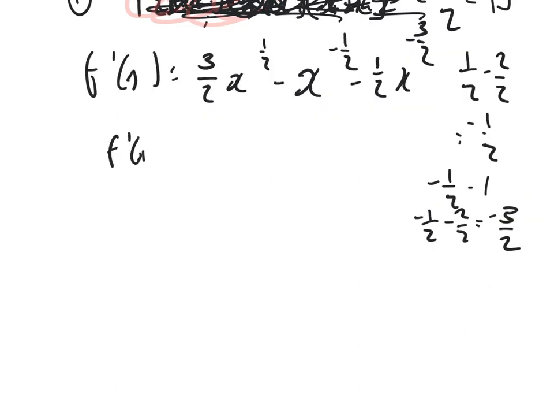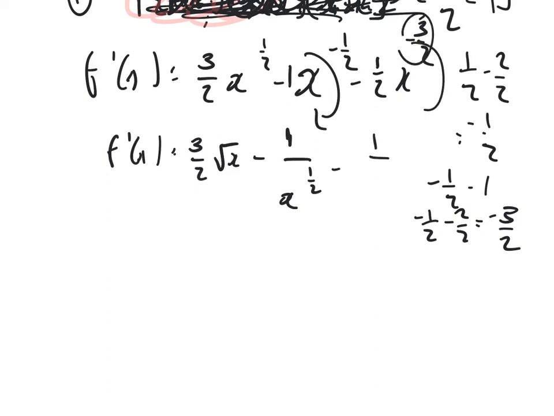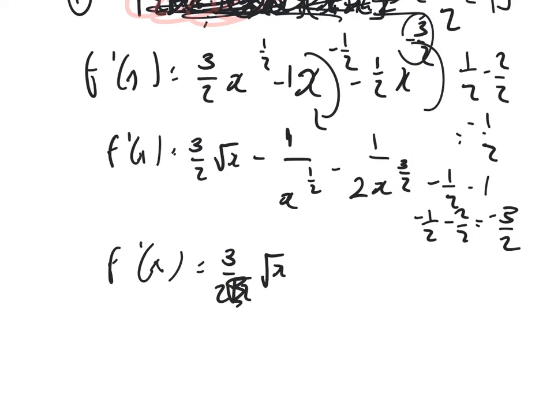Okay, I can now tidy this up. So that will be 3/2 of root x minus, bring that down, 1 over x to the 1/2, minus 1 over, and bring that down, minus 1 over 2x to the positive 3 over 2. I can now reintroduce the roots. So 3 over 2 root x minus 1 over the square root of x minus 1 over 2 times the square root of x cubed. Final answer.